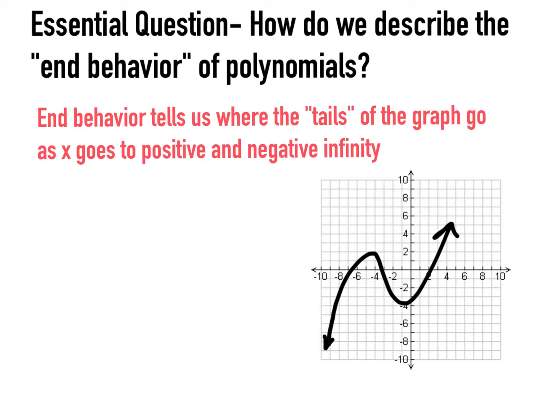Alright, so today we're looking at how we describe the end behavior of polynomials. End behavior just tells us where the tails of the graph go as x goes to positive and negative infinity. So as x keeps going on to infinity, what happens to this tail? And as x keeps going on to negative infinity, what happens to this tail? And we represent them with actual arrows. So this would be a down-up behavior, which we can represent just like that.